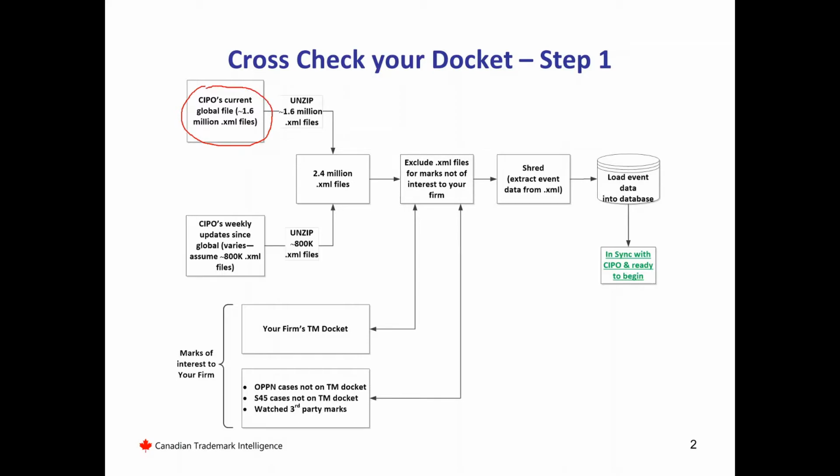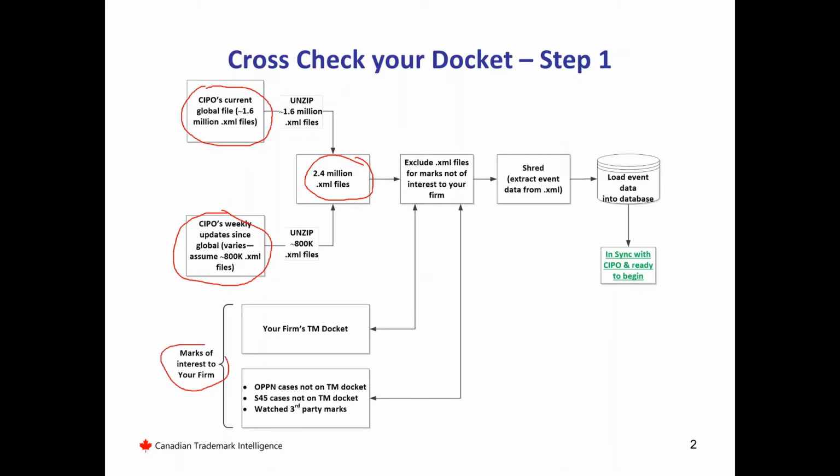As shown up here in the top left, we begin with the most recent edition of CIPO's global file. That'll be roughly 1.6 million files. You also need the weekly updates that have been released since that edition of the global. Depending on how long ago the global was released, the weekly updates might be, say, another 800,000 XML files. So collectively, you'll have 2.4 million XML files. The good news is that you don't need all of them.